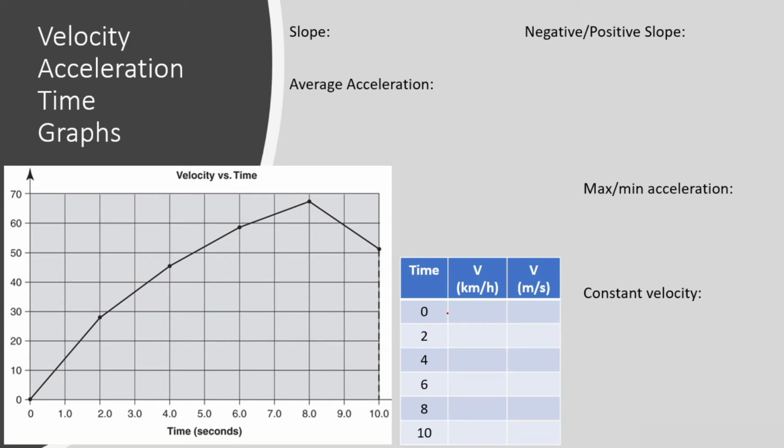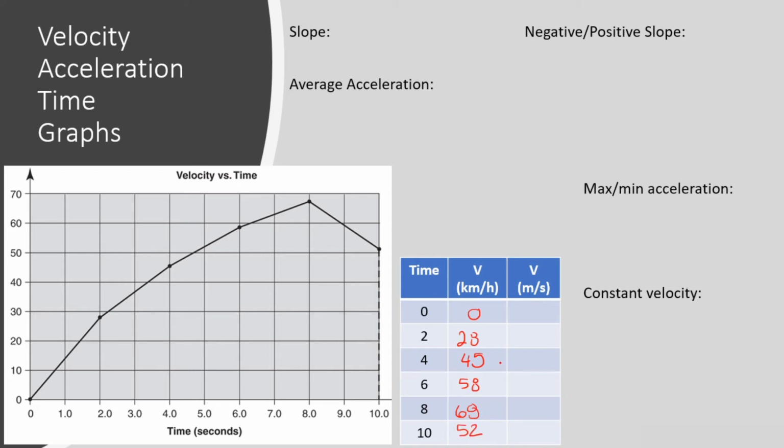So just looking at the graph, looking at the time, it looks like nothing's happening there. And at 2 seconds, it looks like we have a velocity of 28 kilometers per hour. And at 4 seconds, 45 kilometers per hour. At 6 seconds, 58 kilometers per hour. At 8 seconds, let's say it's 68. And at 10 seconds, let's say it's 52.